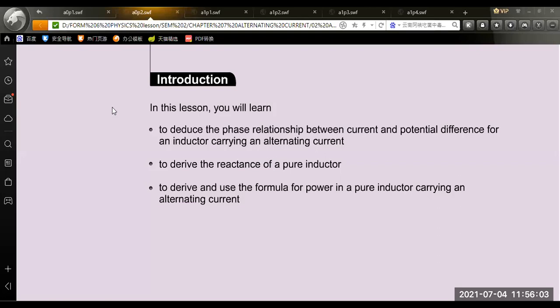In this lesson, you will learn to deduce the phase relationship between current and potential difference for an inductor carrying an alternating current. Objective number 2, to derive the reactance of a pure inductor. Objective number 3, to derive and use the formula for power in a pure inductor carrying an alternating current. Let's observe the next slide.